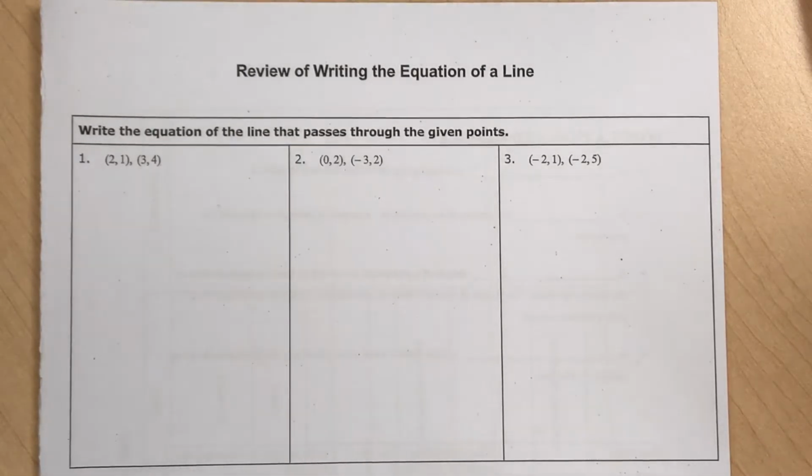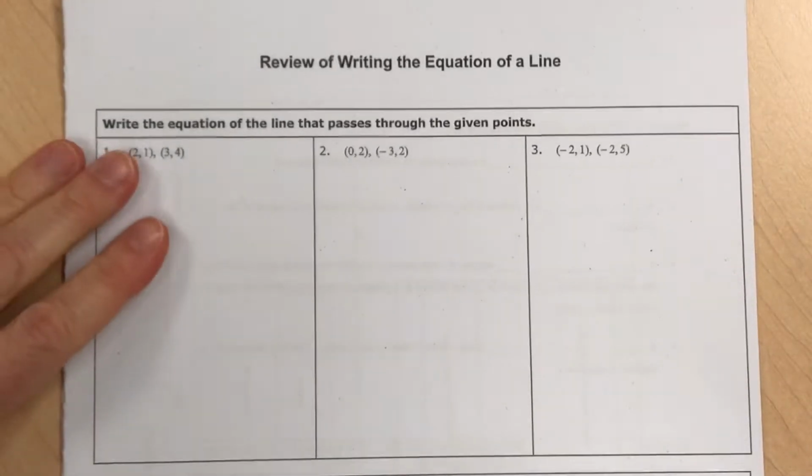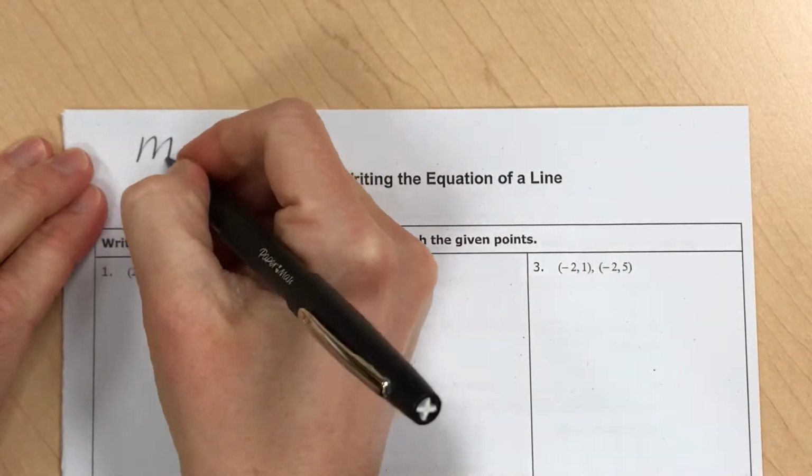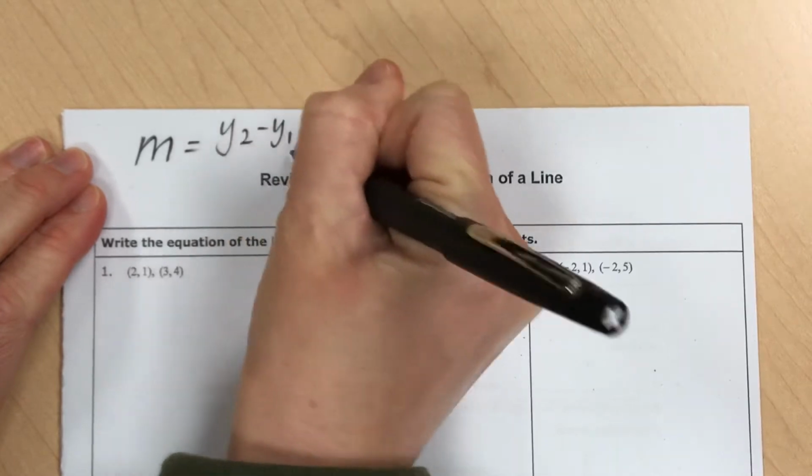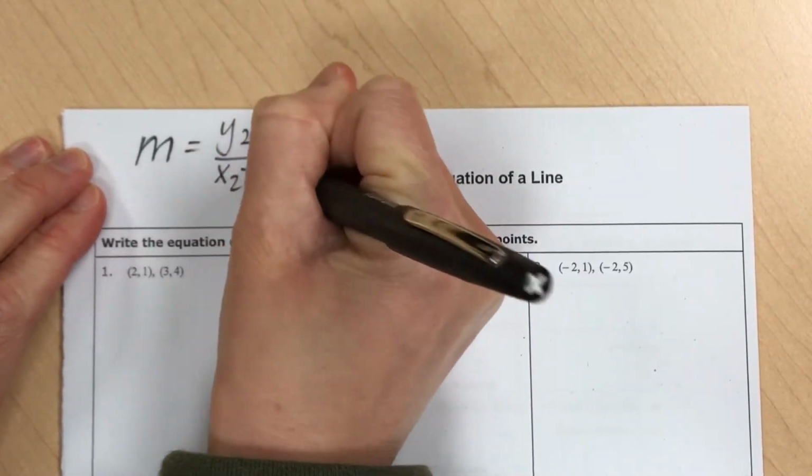So the very first thing that I'm going to start with you guys is reviewing the writing of an equation of a line. And you're going to need a couple formulas. So I'm going to write those down on your paper just so that you have them. These are the formulas that you need to know. So here's the first one. The first equation is for slope. The slope equation is y2 minus y1 over x2 minus x1.